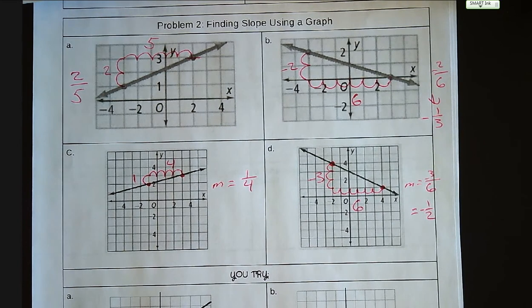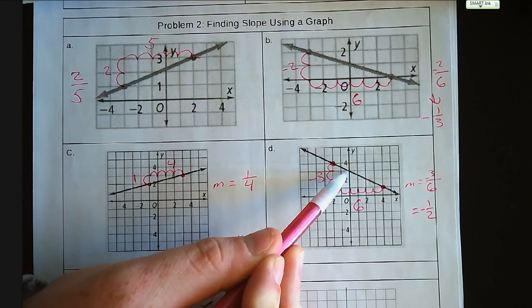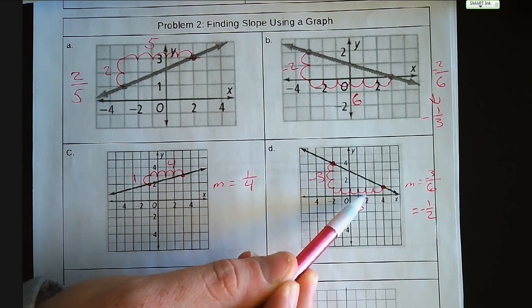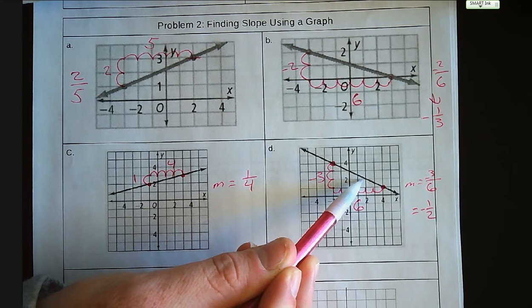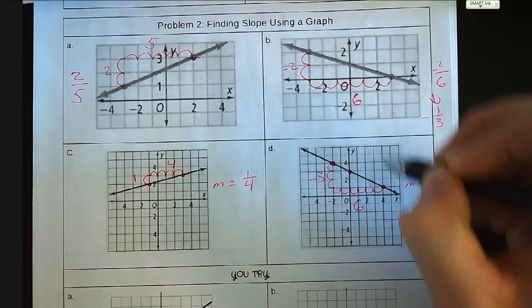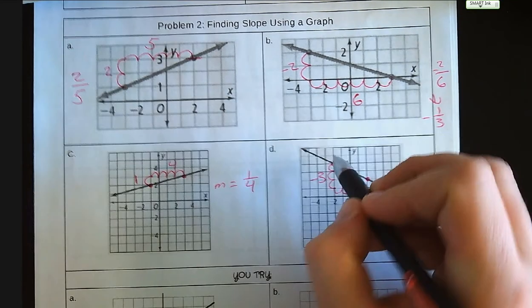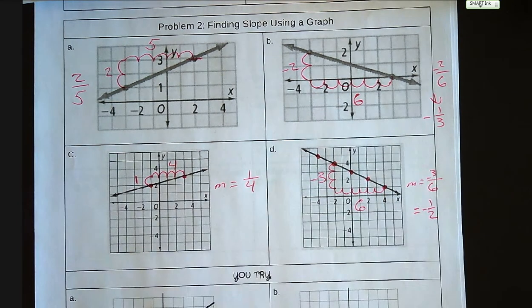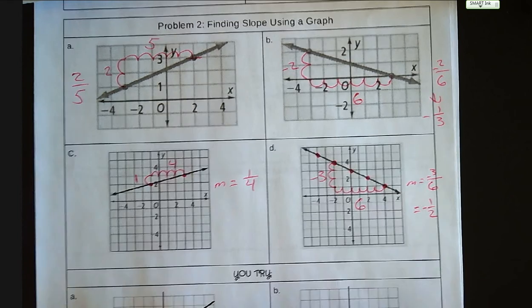Which, if we followed that pattern down of -1/2, if we went down 1 and over 2, oh look, there's another point we could have used. Down 1 over 2, there's another point that we could have used. So this is a way of finding multiple points along our line. We could have picked any one of those points in order to come up with our slope. I just picked the two that were a little further apart. All right, so I want you guys to try letters A and B on your own, and then we will go over the answers.